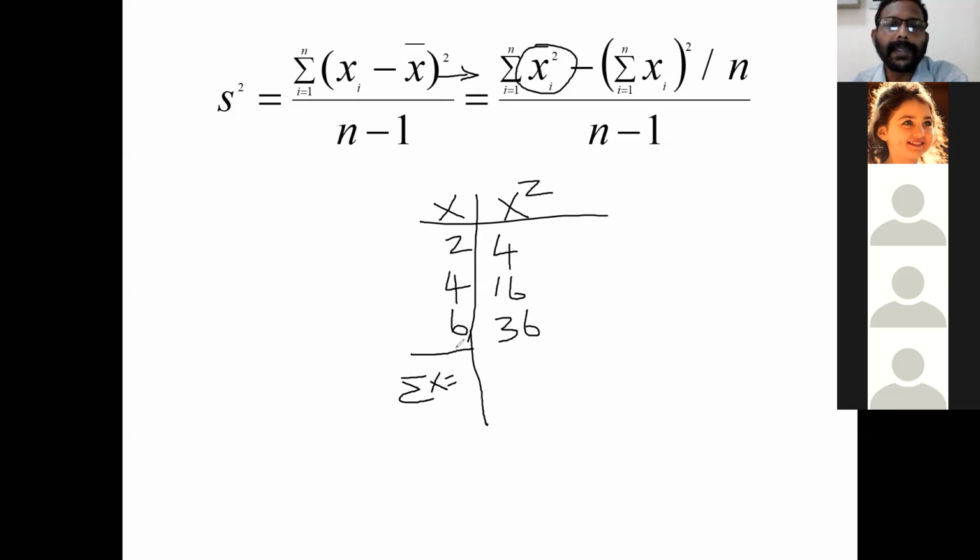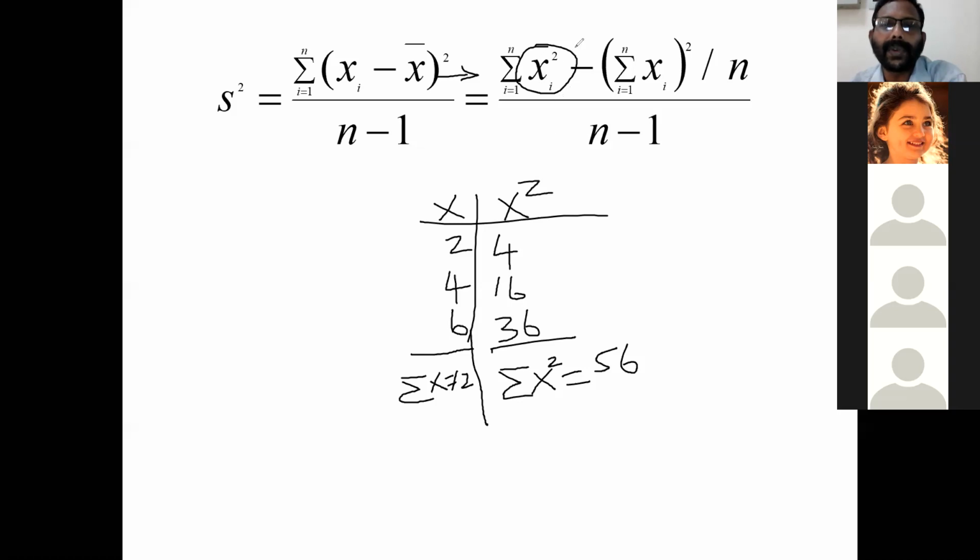What is summation x? This is 12. What is summation x square? If you add all these x squares, this gives us summation x square. So what is the value? 56. So you see, we can simply substitute the values.